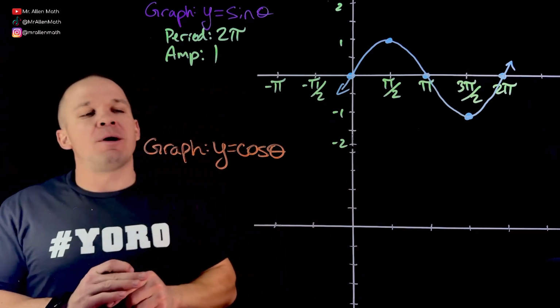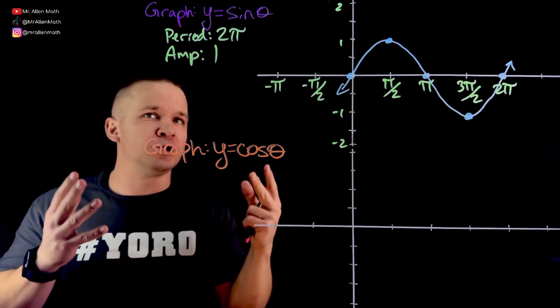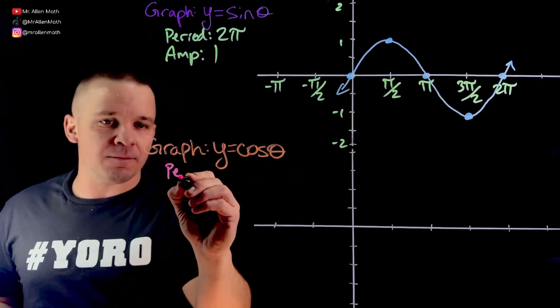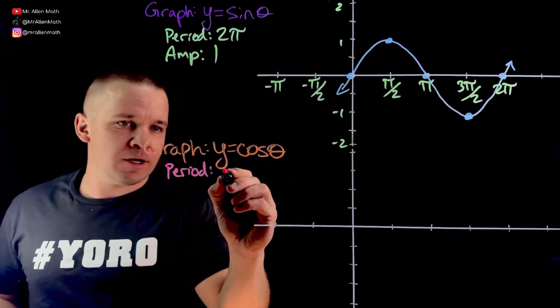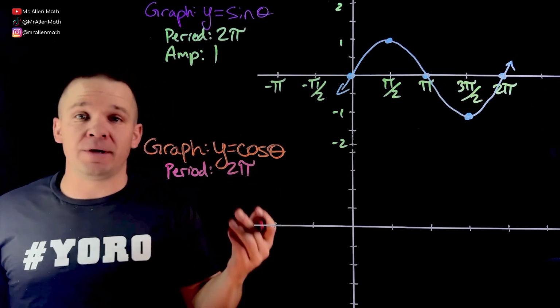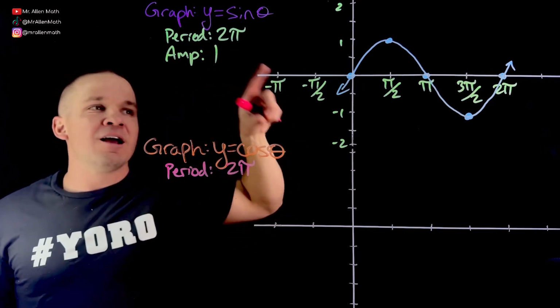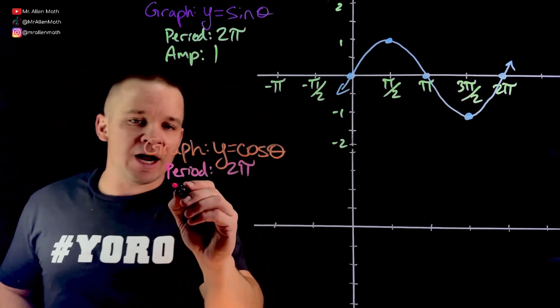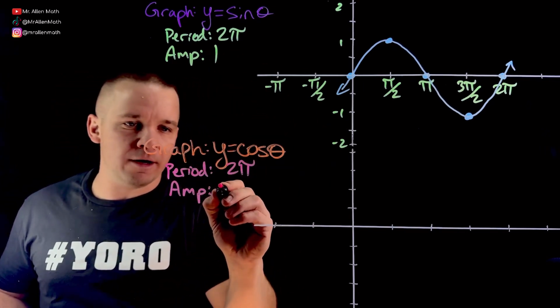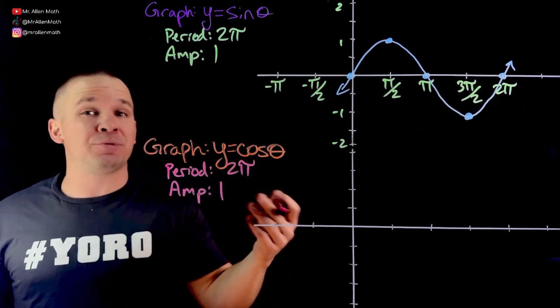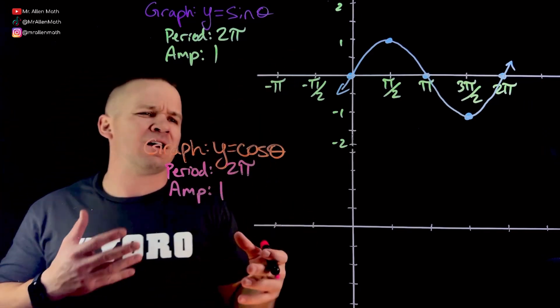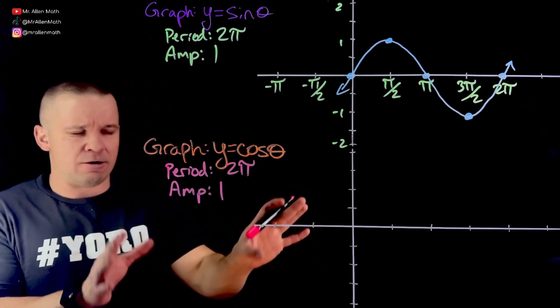All right, let's go on to cosine of theta, shall we? The period is going to be the same thing: 2 pi. It's how long it takes to repeat itself. Once we go around that unit circle, those values start repeating, and the same is going to occur with the graph. Our amplitude, again, is just going to be 1. If we have a number multiplied out front, that amplitude would change. Maybe we'll do one of those with our sine function after we get these basics down.